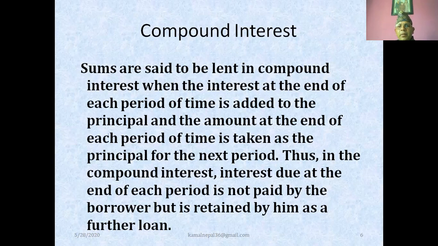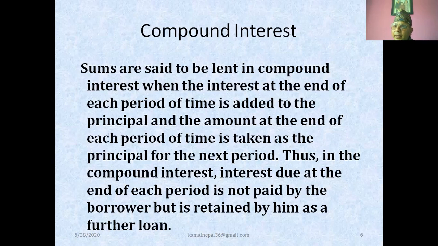Now simple interest of first year is 10, simple interest of second year is 11. If you add these two simple interests, 10 plus 11 is 21. Your total interest is 21 rupees. So this is your compound interest. If you add interest of first year and interest of second year, then you will get the compound interest.